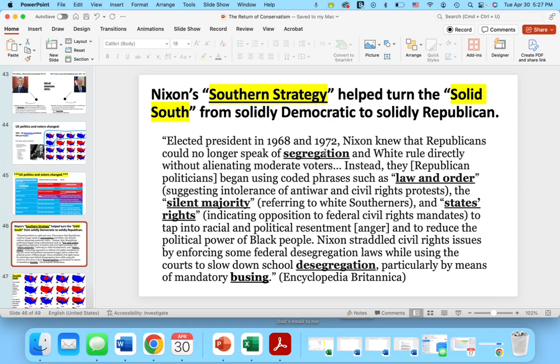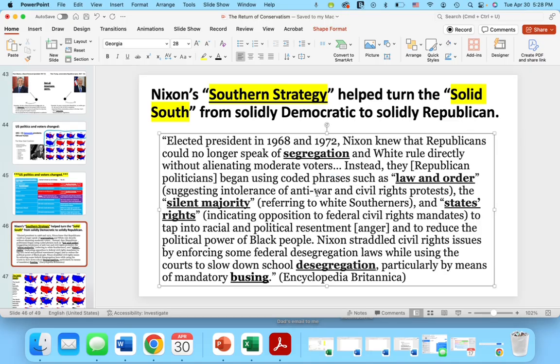Well, Nixon knew that Republicans could no longer speak of segregation and white rule without alienating or turning off moderate white voters. So instead, Republican politicians began to use coded phrases like law and order, suggesting intolerance of anti-war and civil rights protests, saying those protesters are breaking the law. And Nixon talked about his silent majority. He said there's really a majority of people who support me.